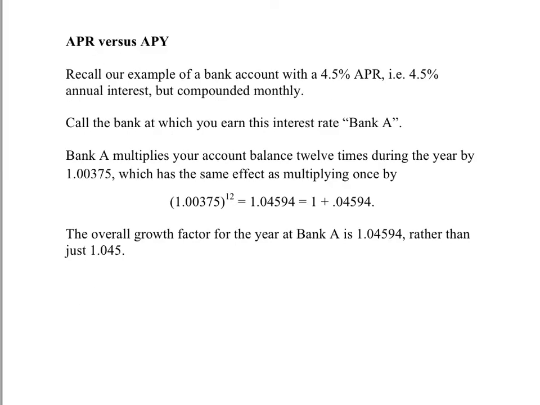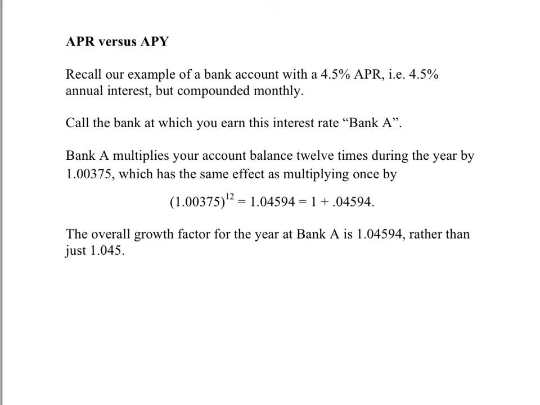Our discussion of more frequent compounding brings us to the important distinction between APR and APY, annual percentage rate and annual percentage yield. So to understand this, let's recall our example of a bank account with a 4.5% annual percentage rate. That is, 4.5% is the stated year's worth of interest, but we are told that bank compounds that 4.5% annual interest monthly. Let's call this bank Bank A. What is actually happening at Bank A? Bank A multiplies your account balance 12 separate times during the year.